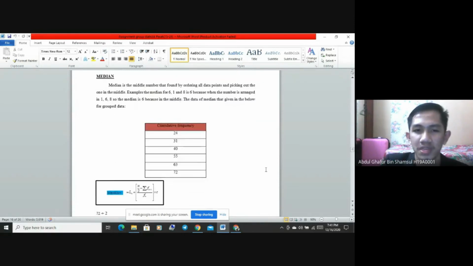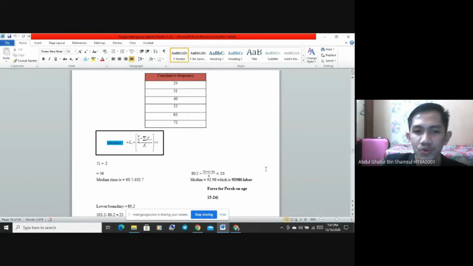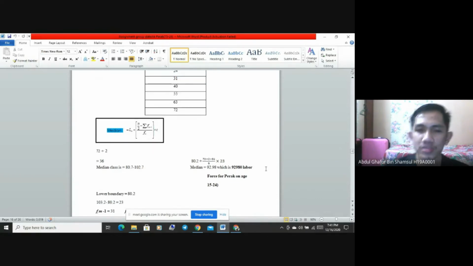For the median, we must have the cumulative frequency. The median class for the frequency is 80.7 to 102.7. So 80.2 plus (72 divided by 2 minus 31) divided by 9, multiplied by 23, we get 92.98, which is 92,980 labor force for Perak on age 15 to 24.